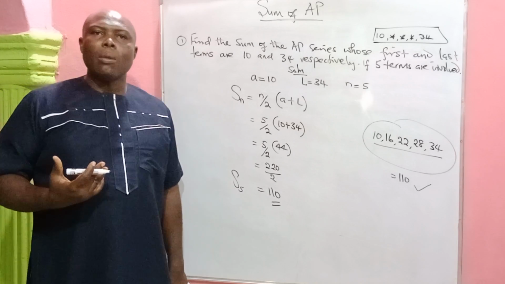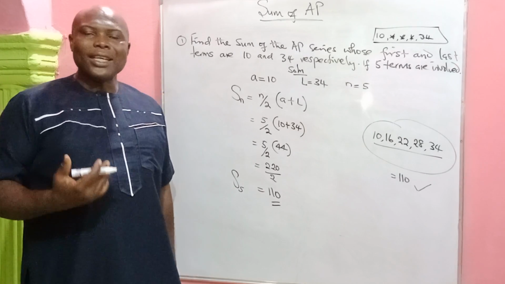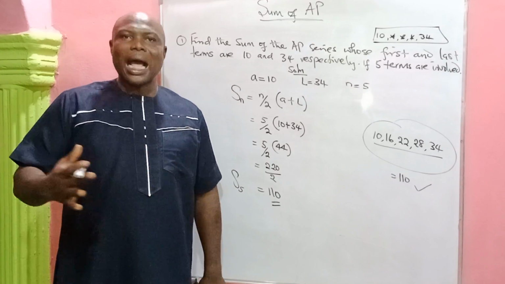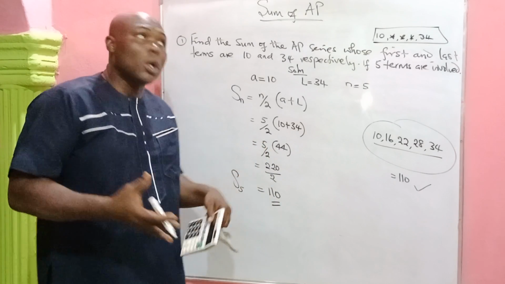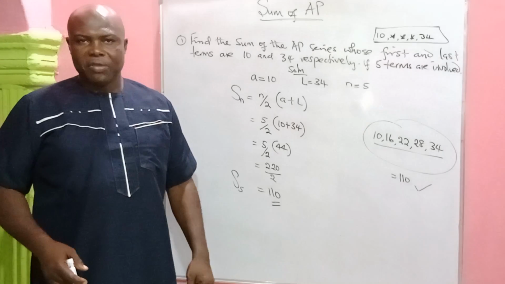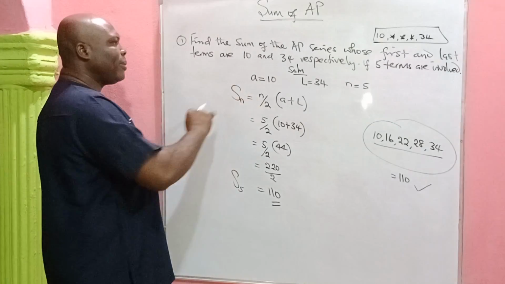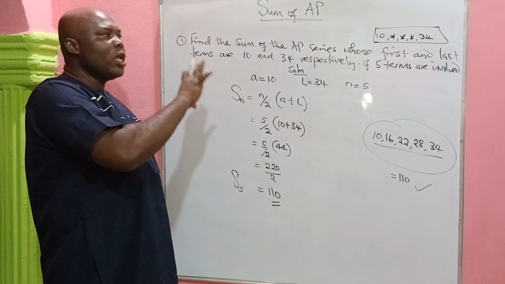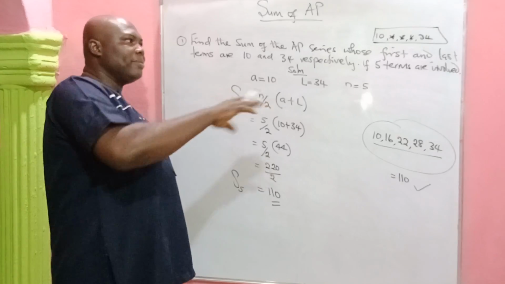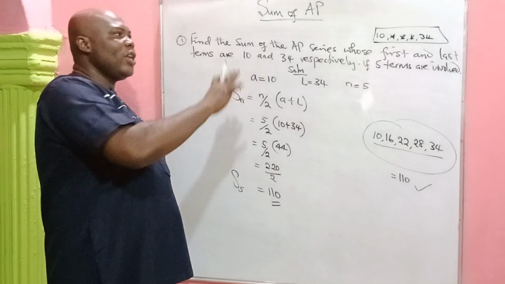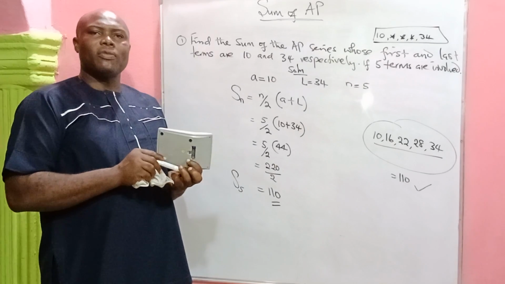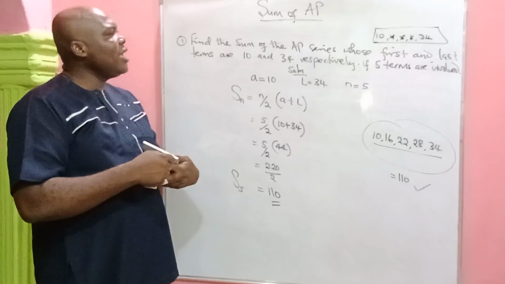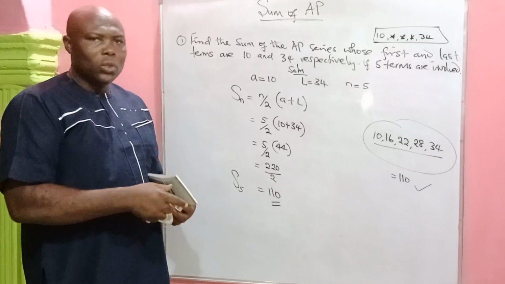So that's what the sum of the AP tells you. It tells you that when you bring the series out and add all the values, this is the sum. That's what we mean by the sum of the AP series. You use this particular formula when the first term, the last term, and the number of terms are given. But when you're given a sequence, a series of numbers, and you're asked to find the sum, you have to use the second formula.